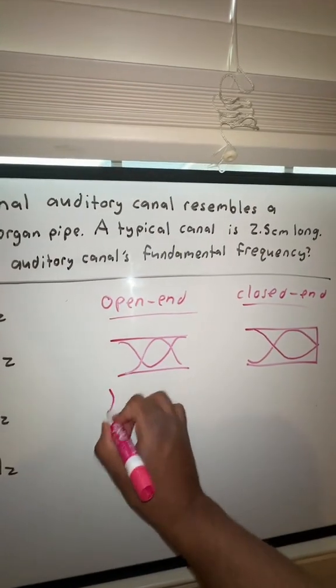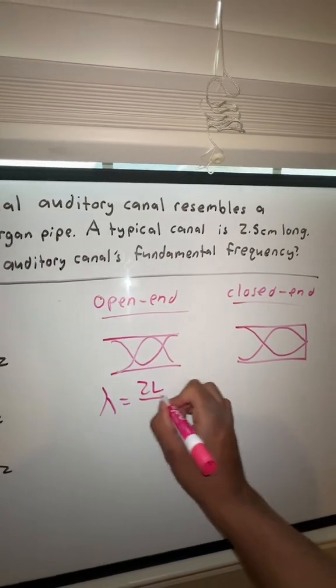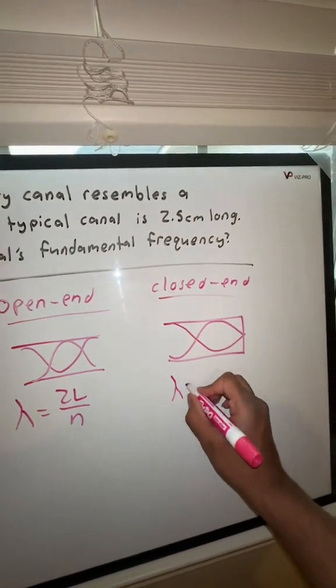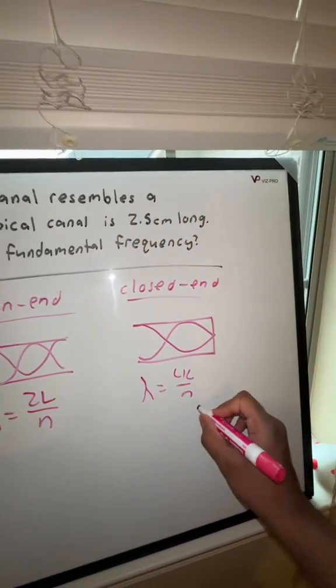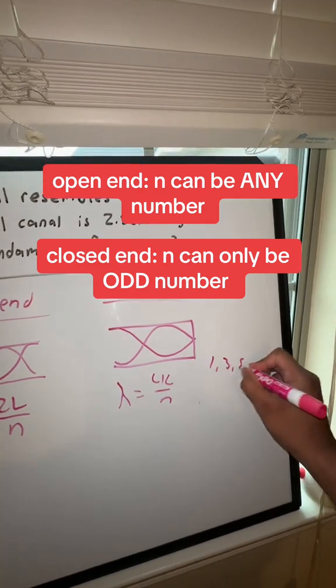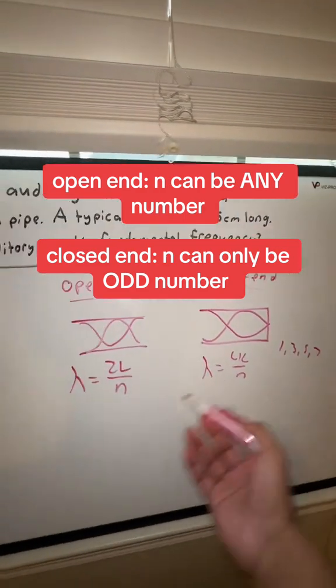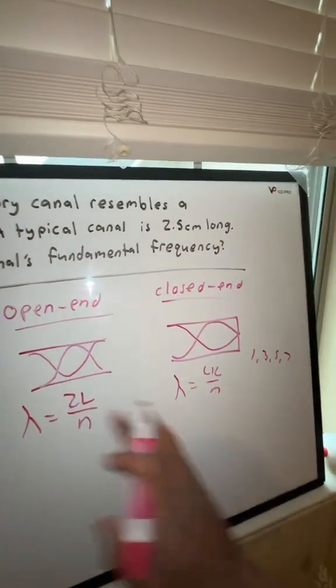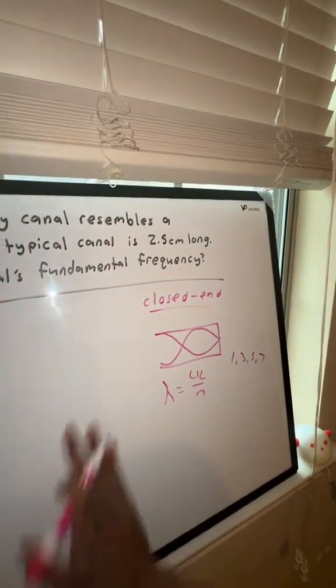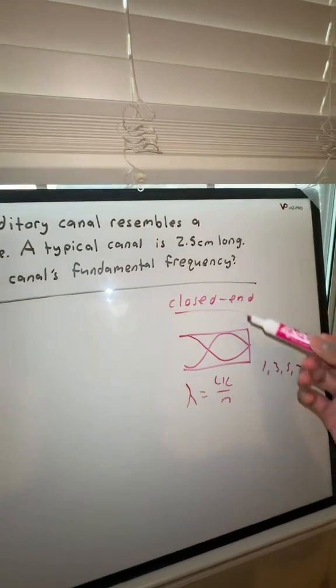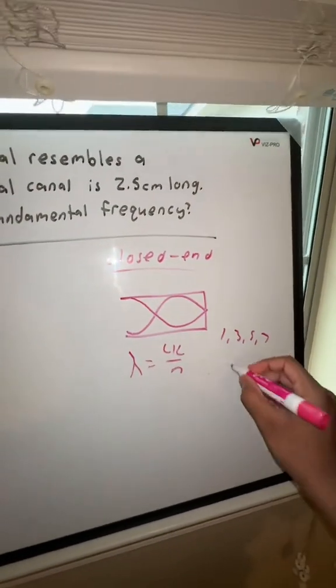So the thing is, for open end, the wavelength at different harmonics is 2L over N, and for closed end, it's 4L over N, and N can only be odd numbers like 1, 3, 5, 7, etc. For this one, it can be 1, 2, 3, 4, it can be anything. Anyways, we're dealing with closed end, so I'm going to get rid of this open end. Now, this is talking about fundamental frequency. Fundamental frequency refers to the frequency at the first harmonic, so N equals 1.